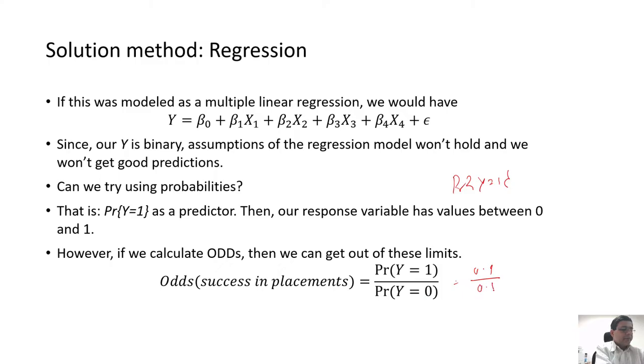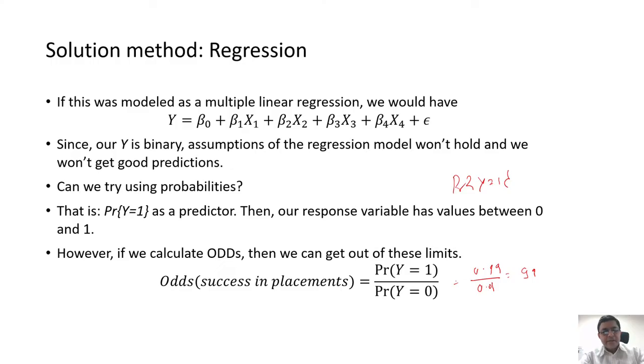then obviously the probability of y is equal to 0 is 0.1, right? Because probability of y is equal to 0 is 1 minus probability of y is equal to 1. So, if we go that way, then obviously the odds are 9. 9 is to 1, right? We call it 9 is to 1 odds. Now, if this were 0.99, this will be 0.01, right? And the odds will be 99 is to 1, right?